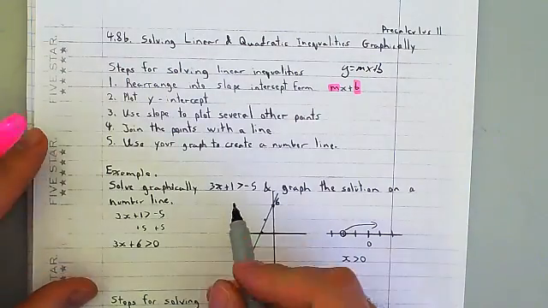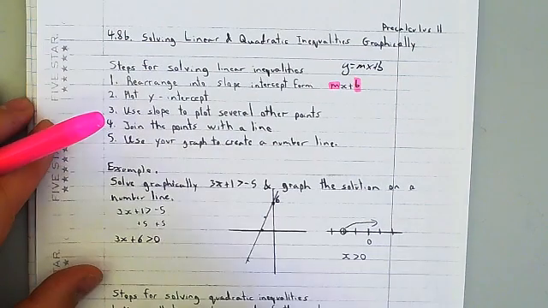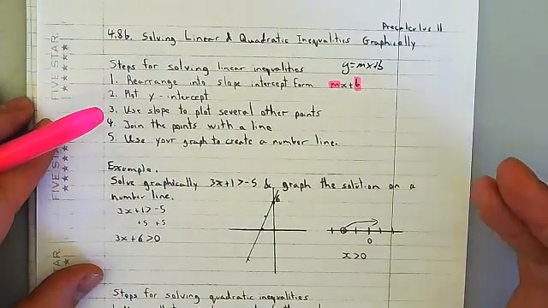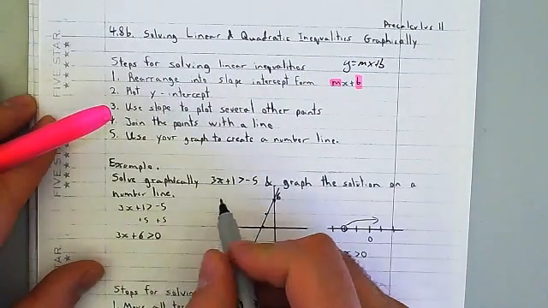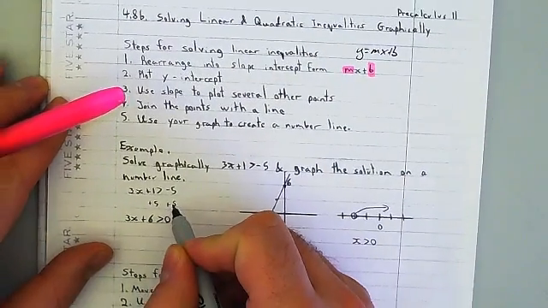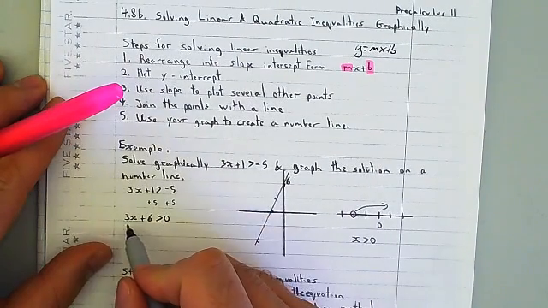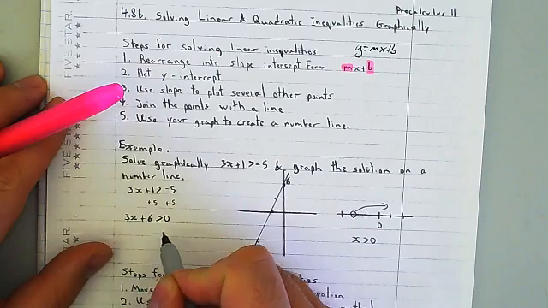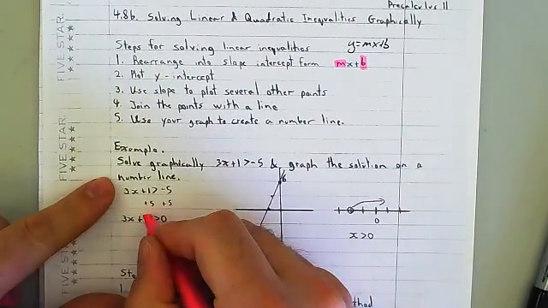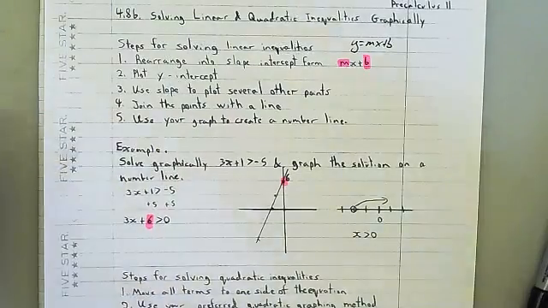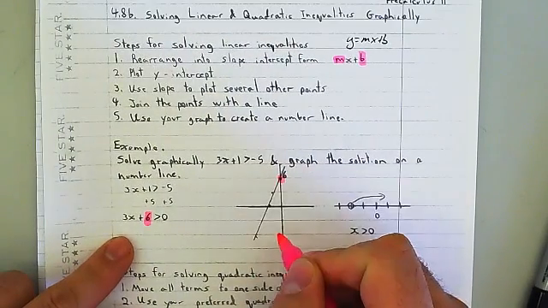So, if we have the inequality 3x plus 1 is greater than negative 5, to graph this, we need to take everything and put it on one side. So we're going to take our negative 5 and add 5 to both sides. What I'm going to get is 3x plus 6 is greater than 0. Now, my y-intercept is going to be at 6. So I'm going to go from the y-axis and go plus 6.